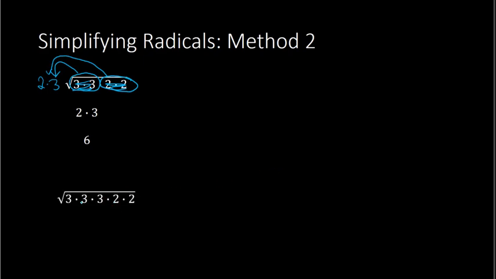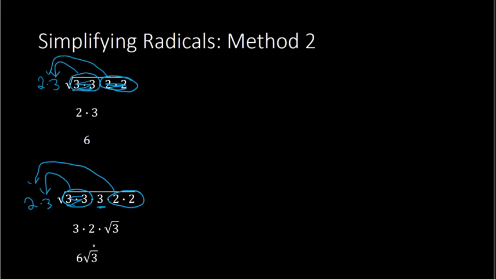Here's another one. Now we have 3 3's and 2 2's. I look for groups of 2 things. So here are 2 3's. So I can pull out 1, 3. Here's a group of 2's. So I can pull out 1, 2. So I have 2 times 3 on the outside, and then a 3 on the inside left over. So 2 times 3 is going to be 6 on the outside, and then a square root of 3 left over.